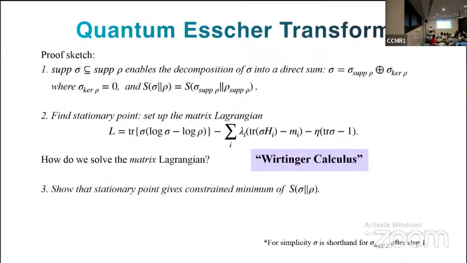For the last step, we can further analyze it. The stationary points give the optimal points that minimize the constrained relative entropy.